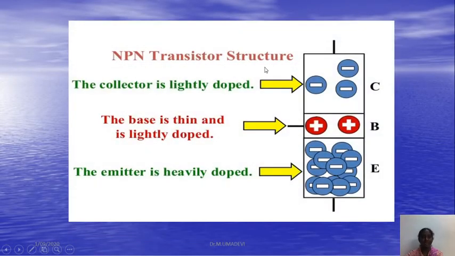So let us see the structure of the NPN transistor. This is the NPN transistor. Again N means negative, P means positive, again N means negative. In the NPN transistor, the collector is lightly doped. It has minimum charges, minority charge carriers. And the base is thin and lightly doped. This is also very thin and it is lightly doped. Whereas the emitter is heavily doped. You can see very clearly.